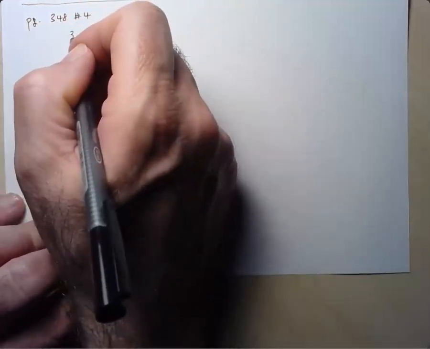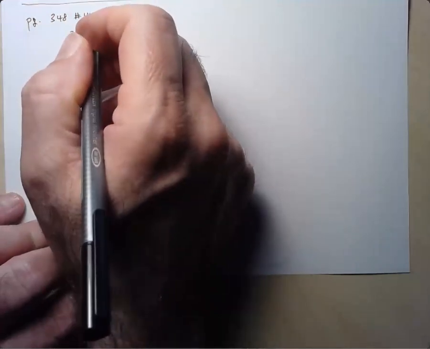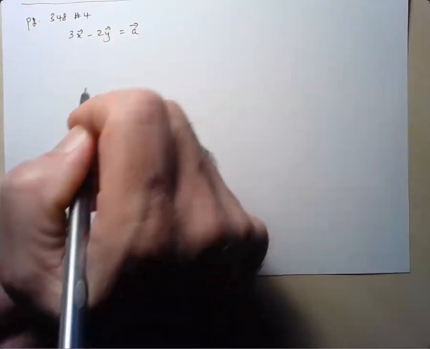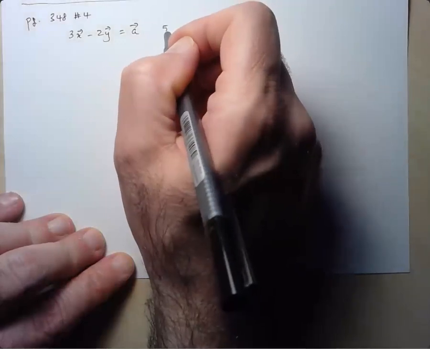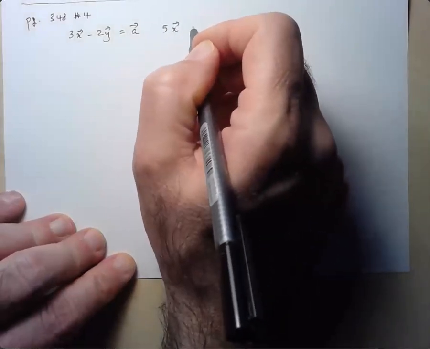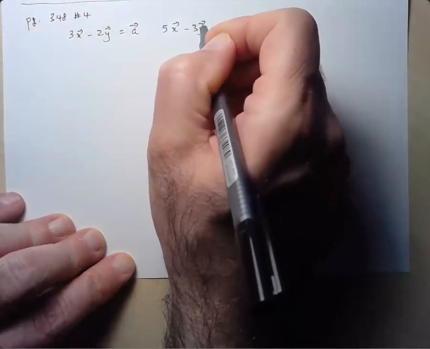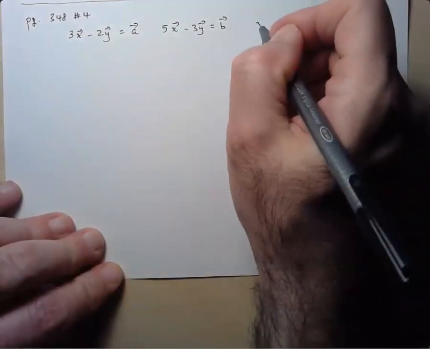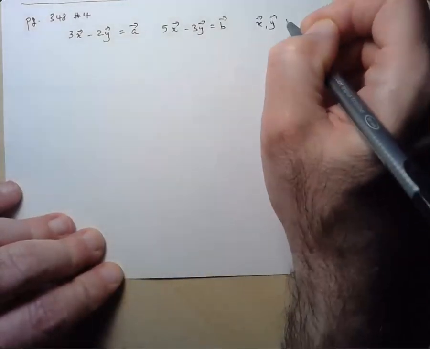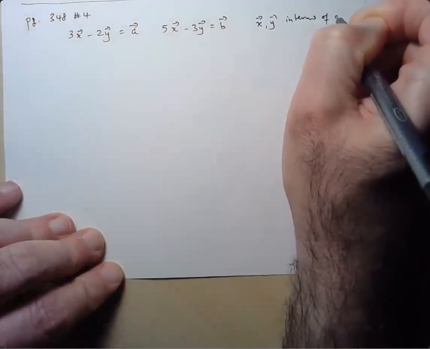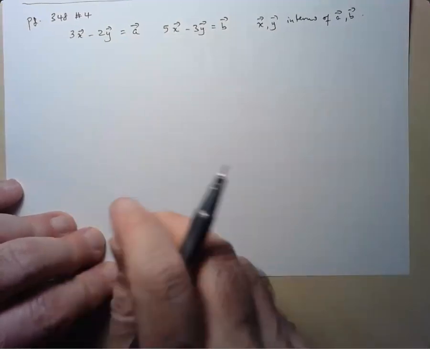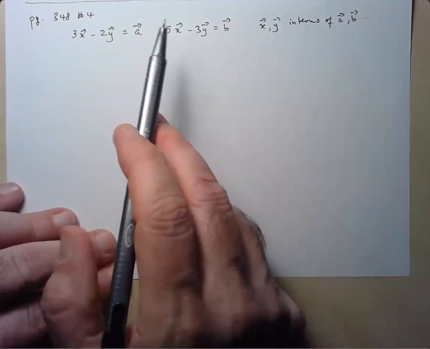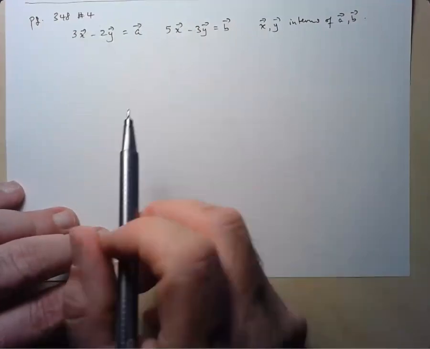They're telling us that 3x minus 2y, this combination, is equal to the vector A, and then 5x minus 3y is equal to the vector B. And they're asking us to write x and y in terms of A and B. Essentially, we have A and B given as linear combinations of x and y, and they want us to flip that around.